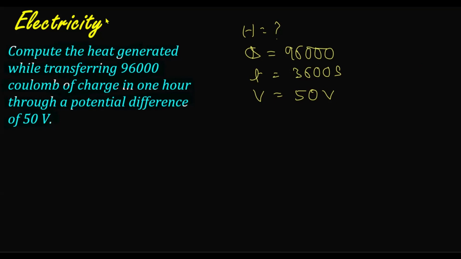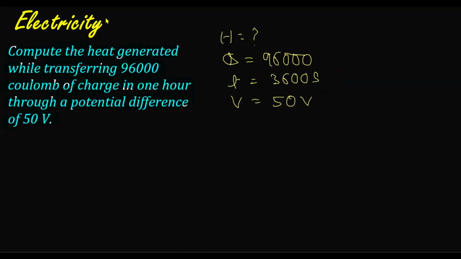So if I have to get energy, energy is power into time. And P is equal to VI. I think you know that. So I can write this as VI into T, VIT.